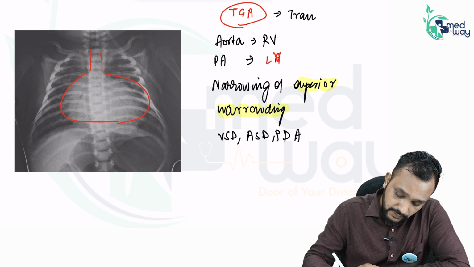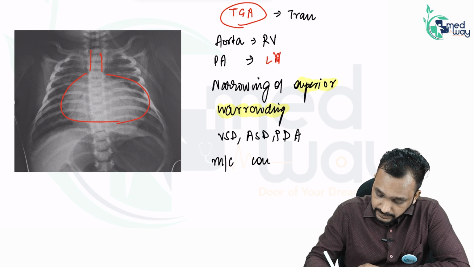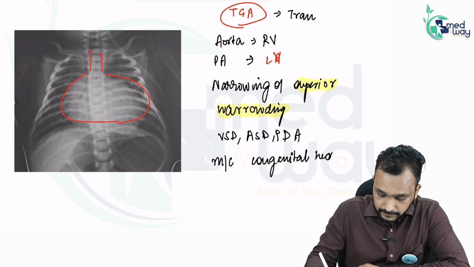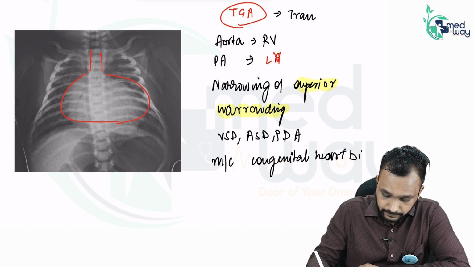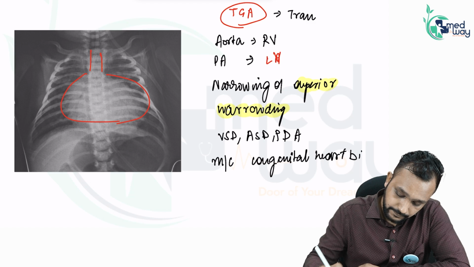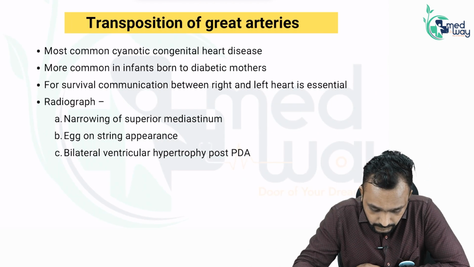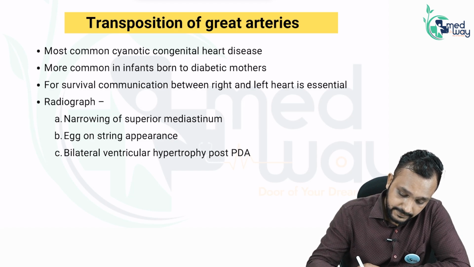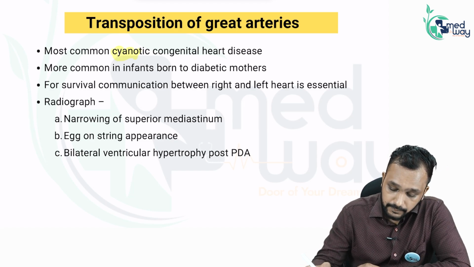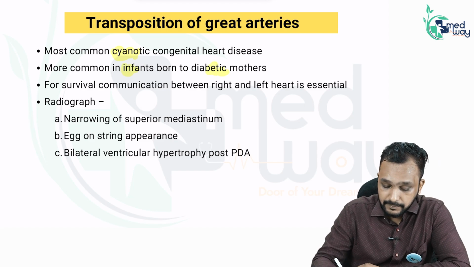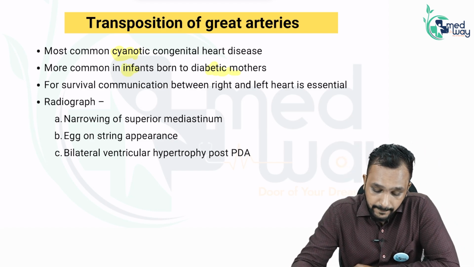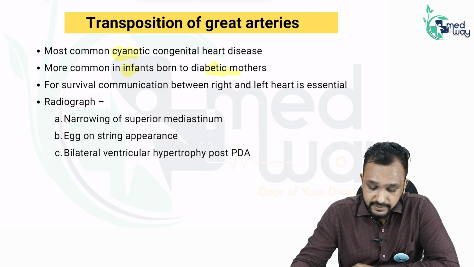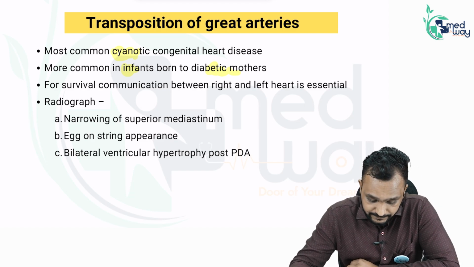And just remember that it is one of the most common congenital heart disease. So most common cyanotic heart diseases, right? Then most common in infants born to diabetic mothers. For survival, communication between right and left heart is essential, and that we have already discussed, right? Now coming to the next image.